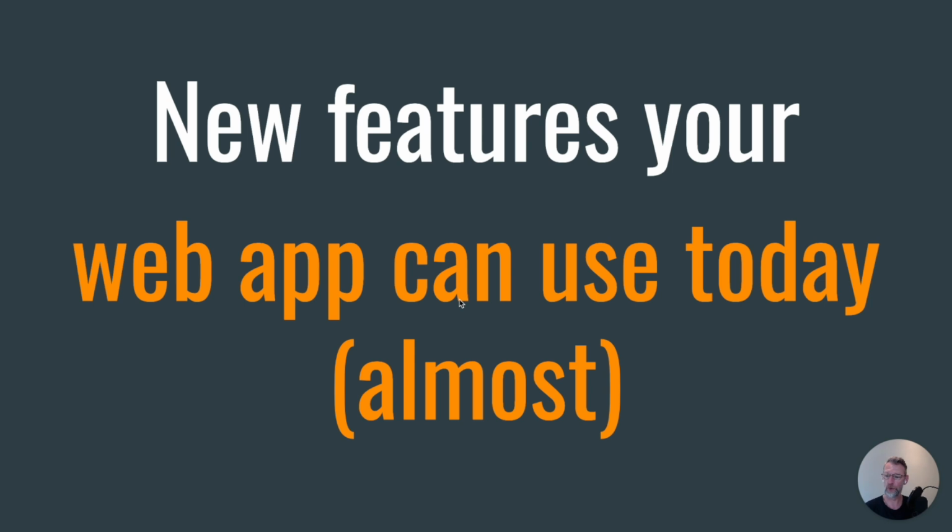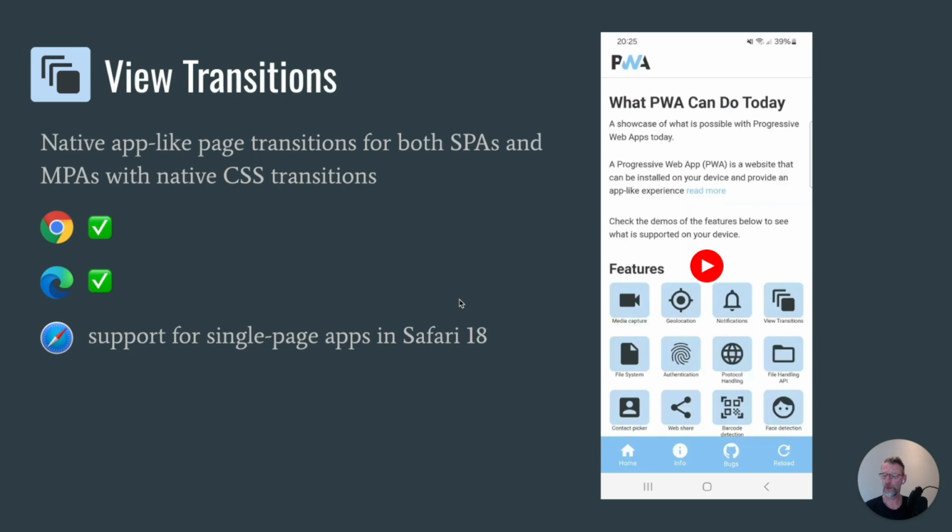There are also some new features that your web app can, well, use almost today. Maybe you will need to polyfill something here, or we'll need to wait for some stuff to be enabled by default. But these things are almost here. Most notably the view transitions. View transitions enable web apps to have native app-like page transitions. And you can define these transitions with some simple CSS animations or transitions. You can do it for both single page apps and even multi-page apps.